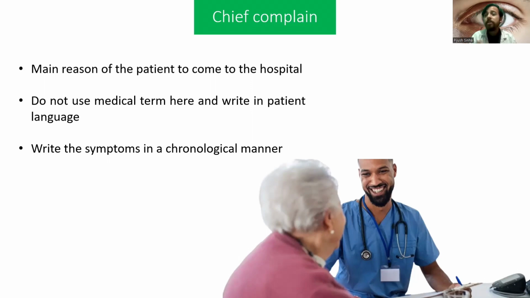Whatever the patient says first is the chief complaint, and you write it accordingly. Suppose the patient says redness, ocular pain, and blurring of vision. The first thing the patient told is redness, so it will come first, then ocular pain, then blurring of vision. You will not write blurring of vision first. Write in a chronological manner so that it is easy for other people to understand the patient's chief complaint and where we need to focus properly.